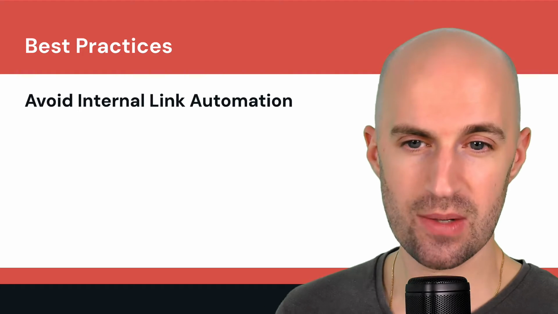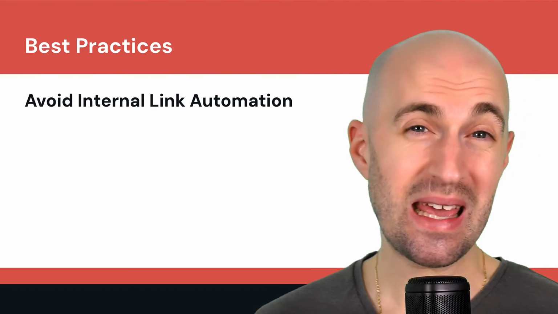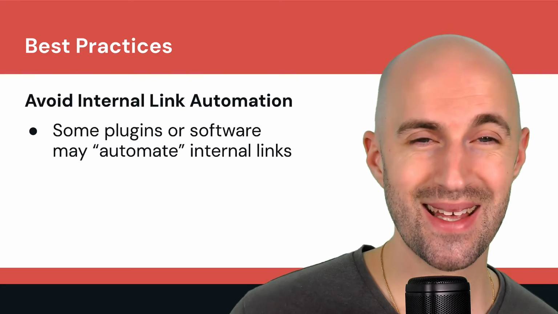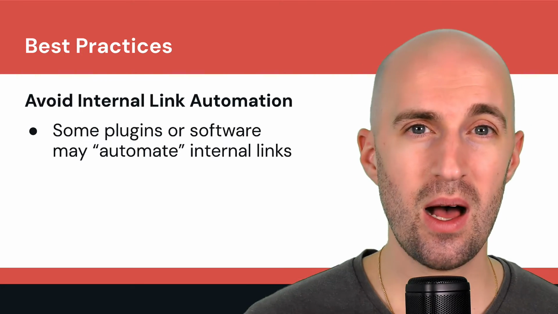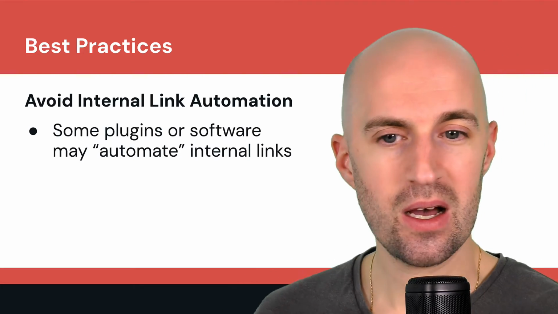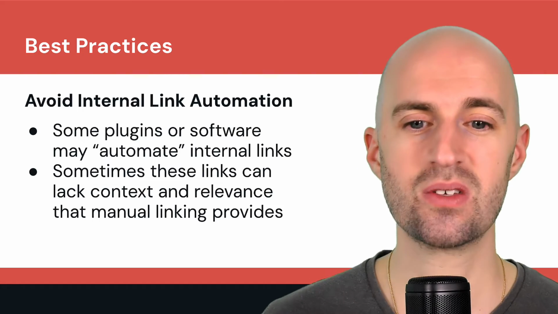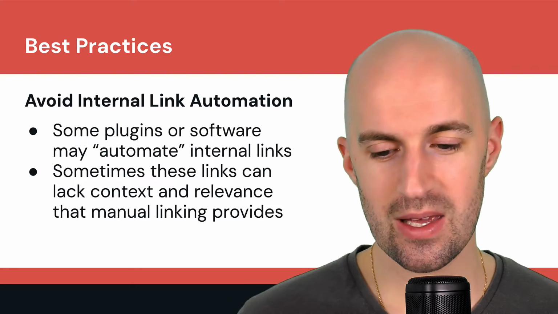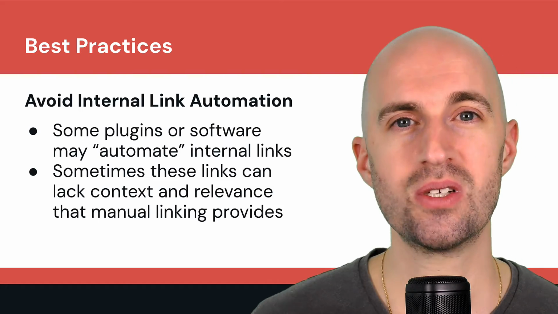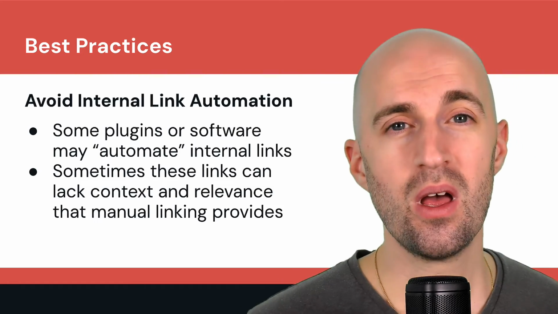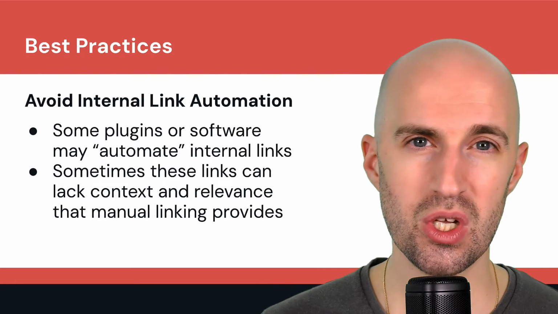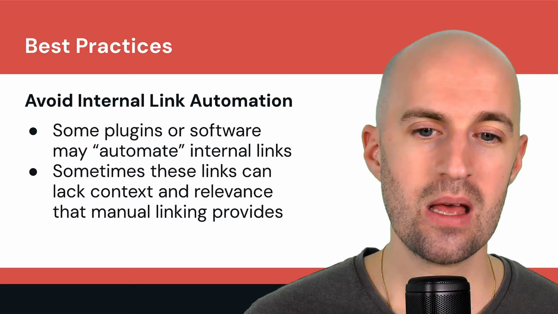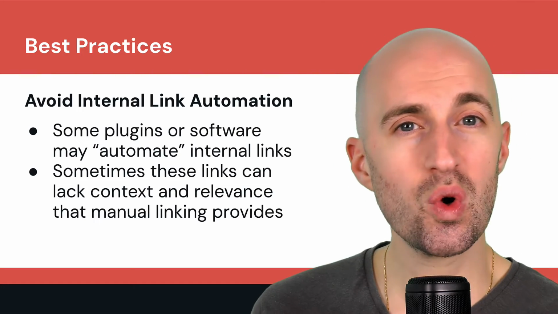Avoid internal link automation. I'm not saying that it's bad, I'm just saying be careful with it. Some plugins or software might automate internal links, and it depends on what context it automates. If it's breadcrumbs, that's great. If it's other situations, just be careful, because sometimes these links can lack the context and relevance that manual linking provides. For example, if you have a keyword and it automatically highlights that keyword across the entire site, that might not be the best option. You might need a more intelligent software that actually looks at the context, understands the content, the specific topic, and all of that. Just be careful when you have software that does that, because it could be counterproductive.